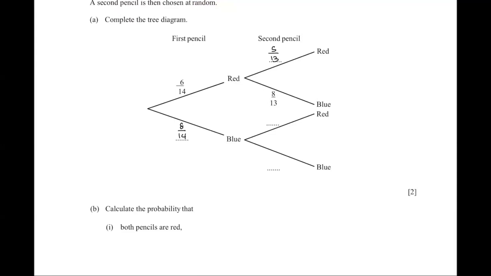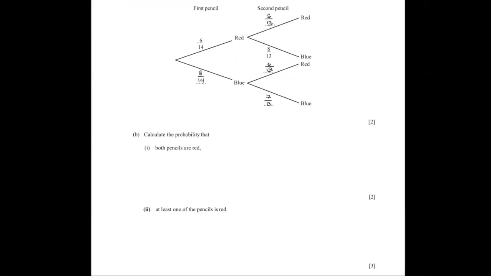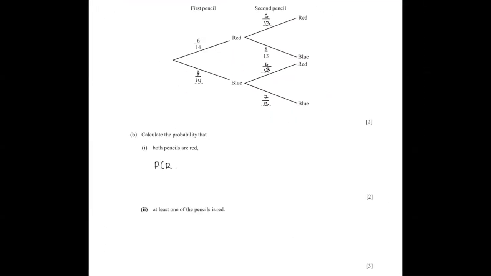Once you pick out a blue, how many blues are left? 7 blues. How many pencils are left? 13. So the other side would be the same. There are 6 red left and 13 in total. Both pencils are red. Probability of red, red is 6/14 multiplied by 5/13, which is 15/91.